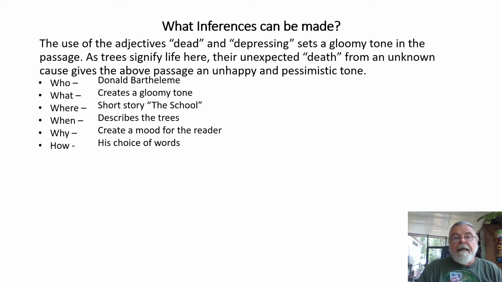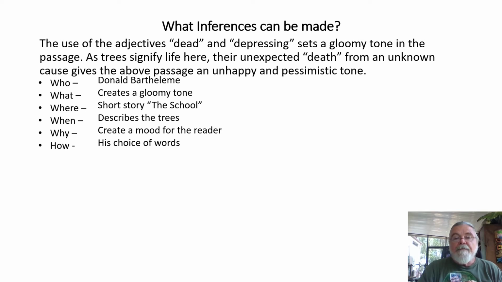All right, now here's where the thinking part comes in. So I see these adjectives that are being used. Dead, depressing. This sets a gloomy tone in the passage. Now, we have the tree, which signifies life, and an unexpected death from an unknown cause. So we have the juxtaposition of these ideas, life, tree, dead. And it gives an unhappy, pessimistic tone.